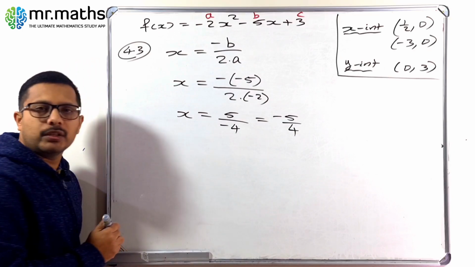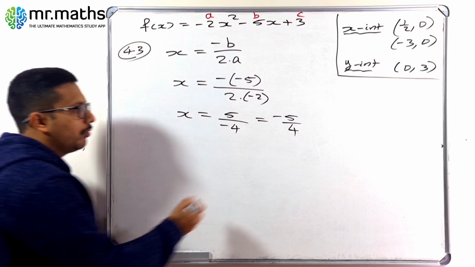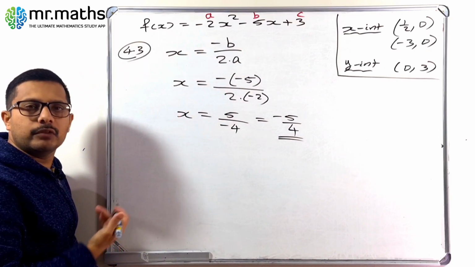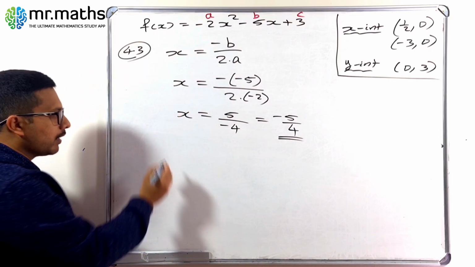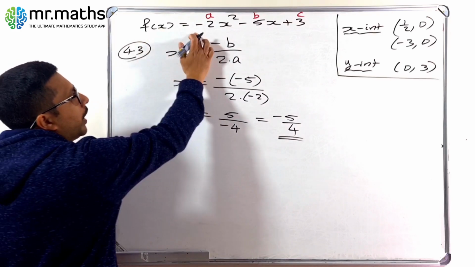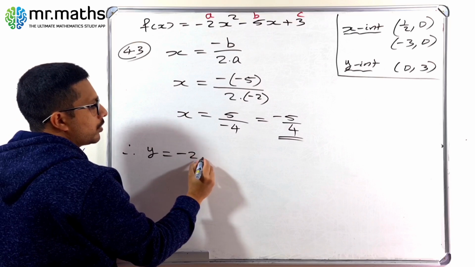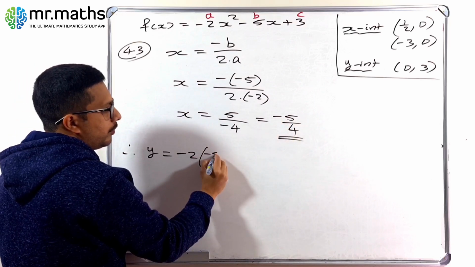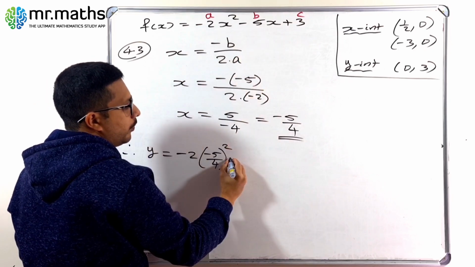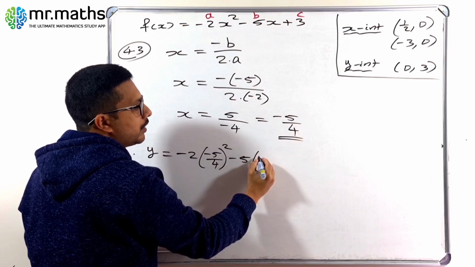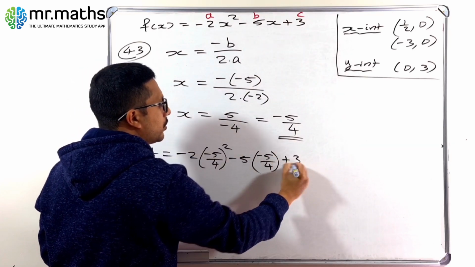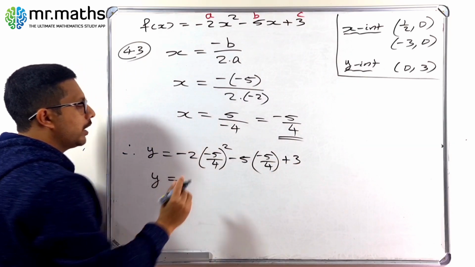Now we have to find the y value. How can we find the y value? Once we get the x value, we just substitute in that equation, then we will get the y value. Am I right? So therefore y is equal to, this f of x is the same as y. -2x squared, -5x plus 3, where x is -5/4. So check in your calculator what is the answer.